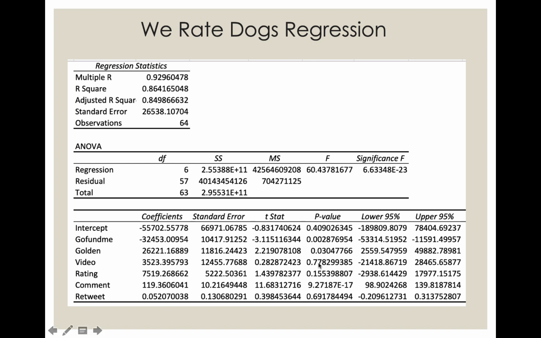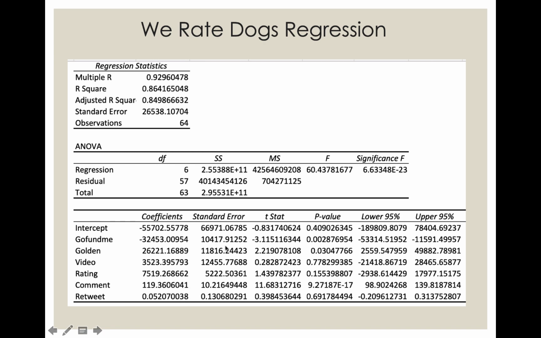Video is not statistically significant, so posting a video versus not posting a video does not impact the number of likes, at least when we include all these other variables. Rating is still not statistically significant, which again is not that surprising because it hardly varied, and his ratings were pretty random. Comments were, so on average, holding these other variables constant, one additional comment yields 119.36 additional likes, and then retweet is not statistically significant.